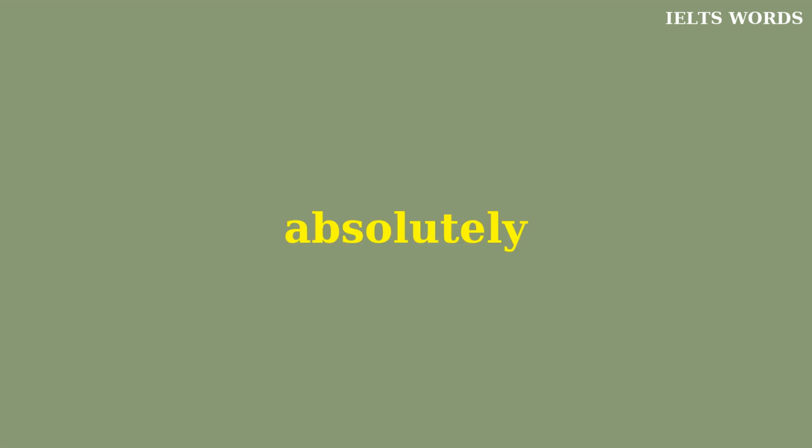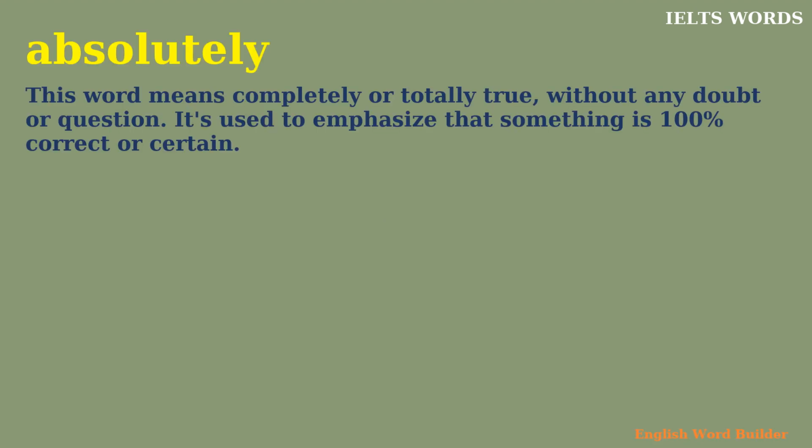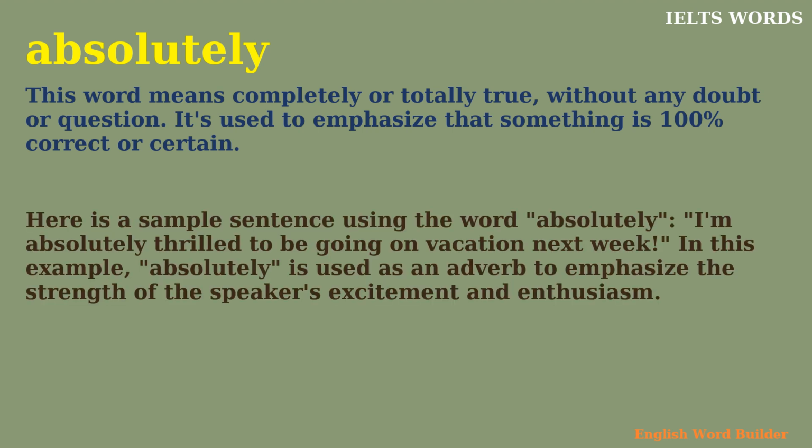Absolutely. This word means completely or totally true, without any doubt or question. It's used to emphasize that something is 100% correct or certain. Here is a sample sentence using the word absolutely. I'm absolutely thrilled to be going on vacation next week. In this example, absolutely is used as an adverb to emphasize the strength of the speaker's excitement and enthusiasm.